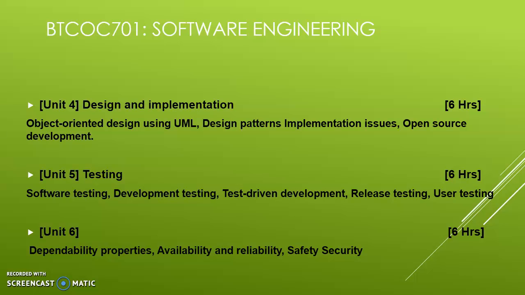is the testing. Then we have unit 6, which talks about dependability properties: availability, reliability, safety and security properties of the software. Whenever you design or develop any software, the success or the performance of the software depends on many factors. For example, it is an embedded system to control something, or you can consider a remote control car, or a driverless car. Then the performance of the software depends on different factors like hardware failure.